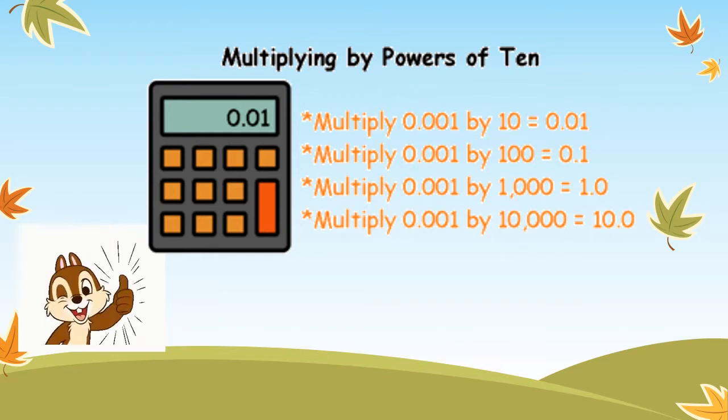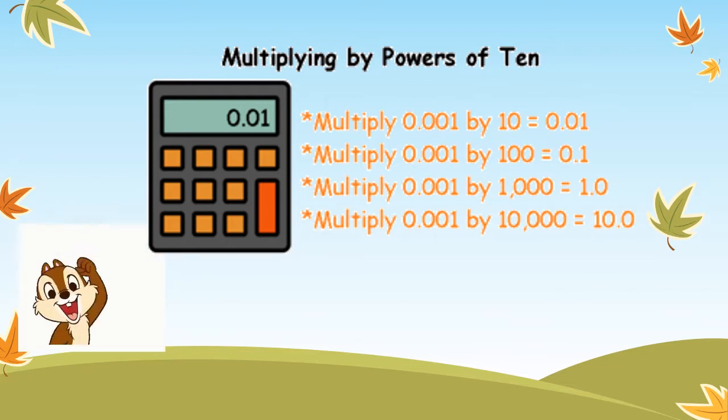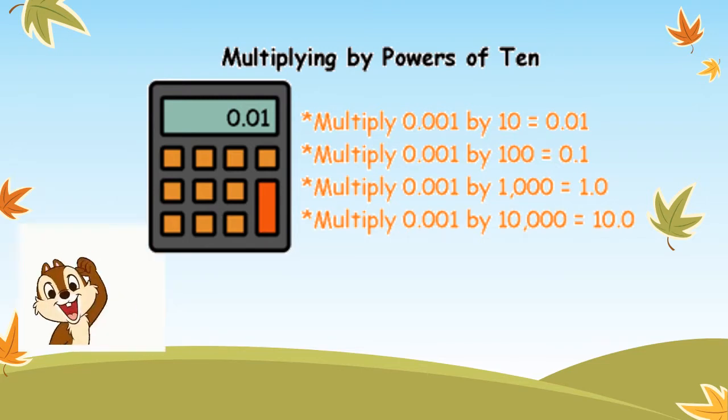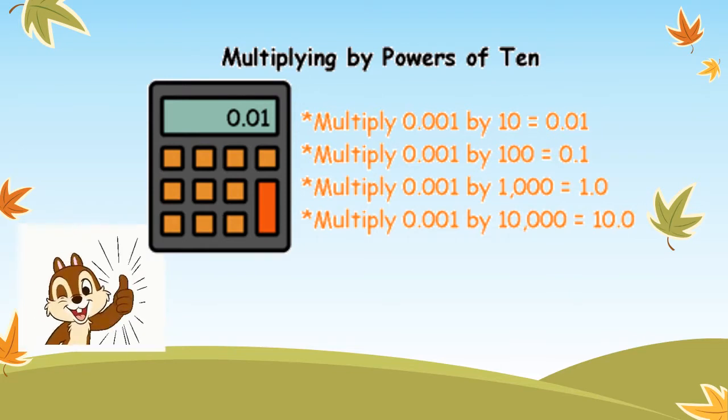Okay. Another one. The same example, the same number, the same decimal, 1,000. I want to multiply by 1,000. How many steps should I move? Three steps. Why three steps? Because I have 3 zeros in thousand. Okay. Now, from where to where? From left to right. Let's move. One, two, three. So the answer will be one.